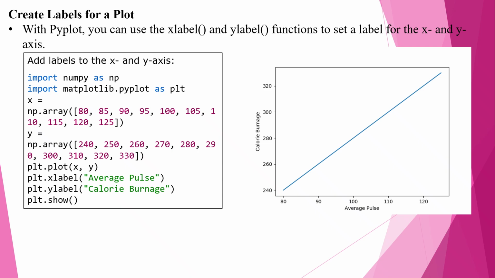These labels help the viewer understand what each axis represents. Finally, the show function is called to display the plot. Adding axis labels is an important step in making visualization clear, meaningful, and easy to interpret.